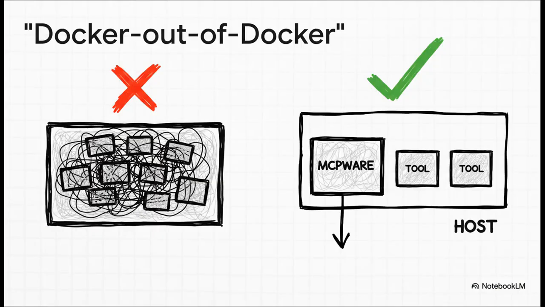So the first big problem was just managing all these different backend servers. You might think, oh, I'll just run Docker inside another Docker container. But that nested setup can become a total maintenance nightmare. So instead, the elegant solution was to have MCPware run in its own container and simply get permission to talk to the host's main Docker system. This lets it launch and manage other tool servers as siblings, which keeps the whole architecture clean and way more manageable.